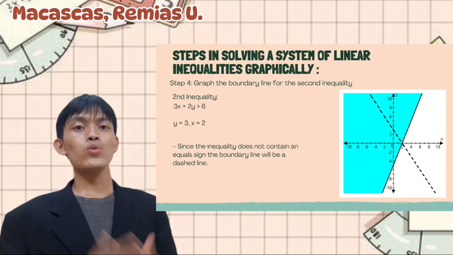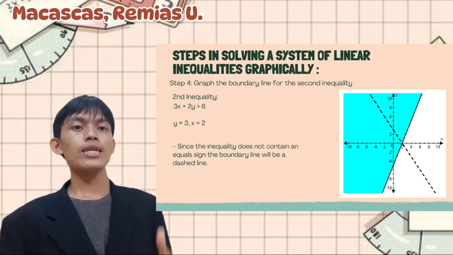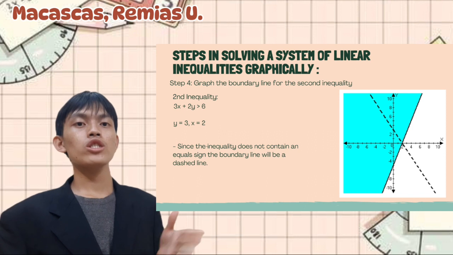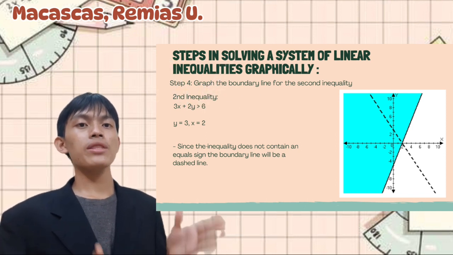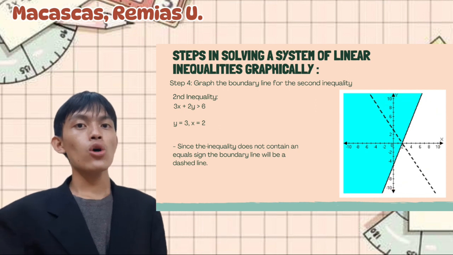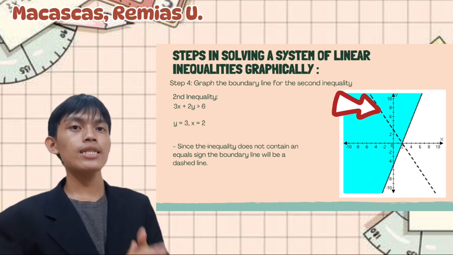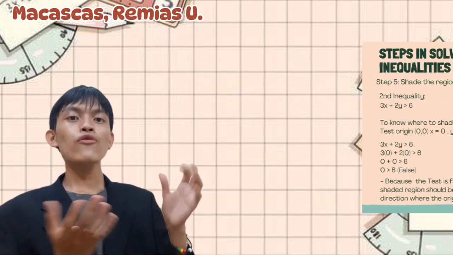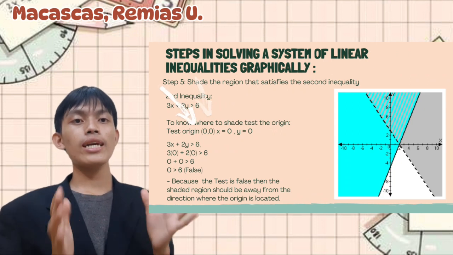Step 4 is where we locate the second inequality in the graph. Now that we have the second inequality's x- and y-intercepts, which are y equal to 3 and x equal to 2, we will locate them in the graph, like this. Because the inequality sign is without an equal sign, we're going to use a dashed line, just like in the graph shown. To find where to shade the second inequality, we will use the origin test again.